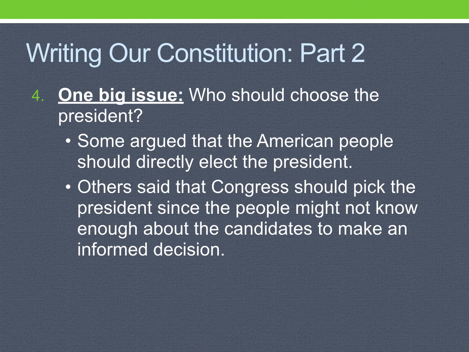Right? You got to remember, this is the 1780s. There's no internet. There's no 24-hour news channels. So if you're a farmer in Georgia, how could you possibly know enough about the person from New York running for president in order to make an informed decision? They were worried about that. So some people said maybe Congress should pick.